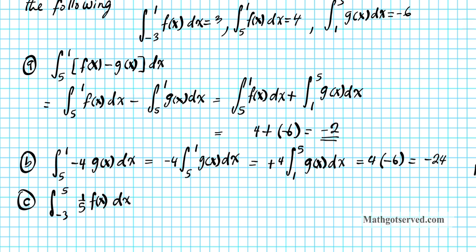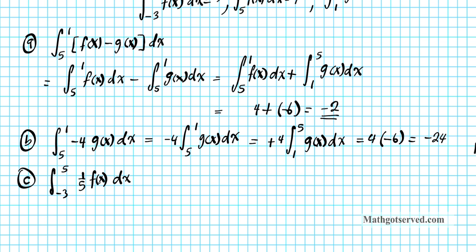So what we're going to do here is we're going to make use of the additivity rule to break up this integral. All right. So since we know that 1 is in between these two, we can express this definite integral as the definite integral from negative 3 to 1 of 1/5 f of x dx. I should have factored out the 1/5, but I'll do it next. So we have that plus the definite integral from 1 to 5 of 1/5 f of x dx.